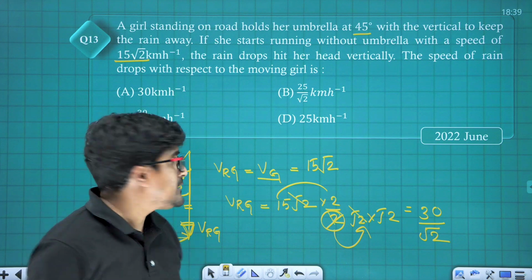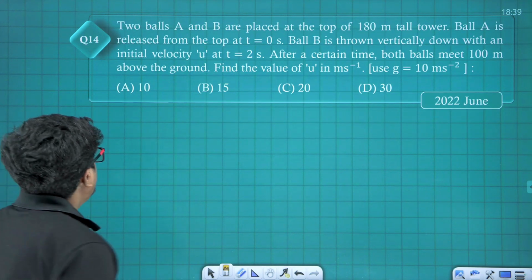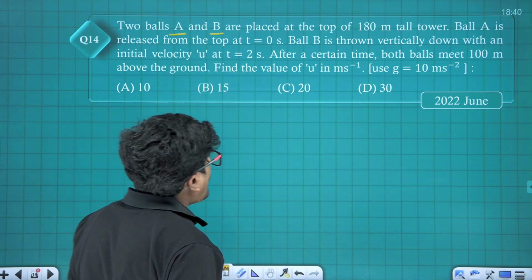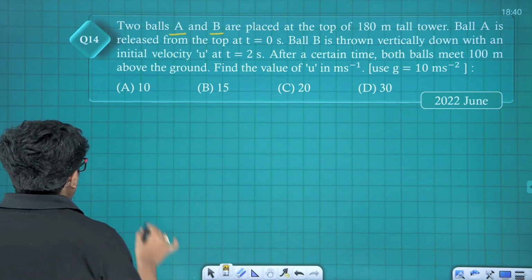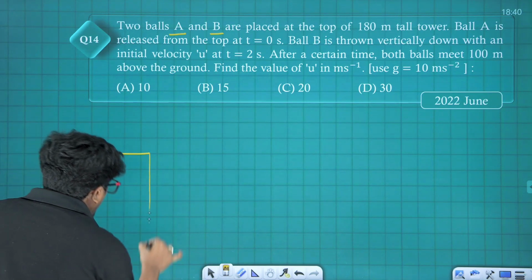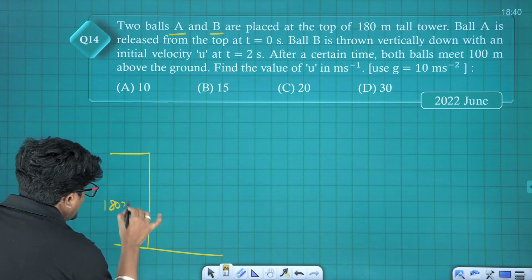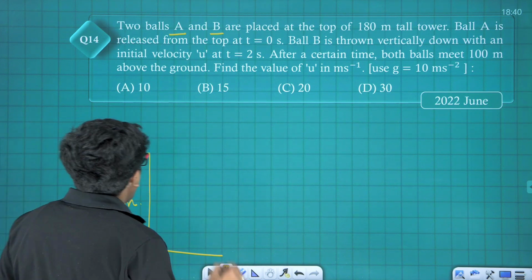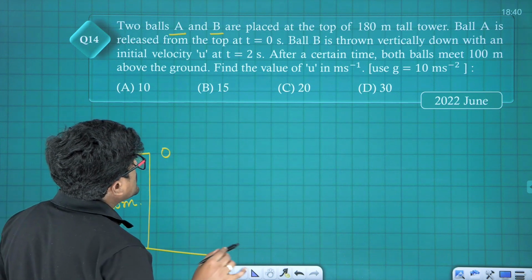Next is question number 14. The question says, two balls A and B are placed at the top of a 180 meter tall tower. Okay, so the tower is 180 meter tall. Ball A is released from the top at t equal to 0. This is ball A. I am releasing it at t equal to 0.